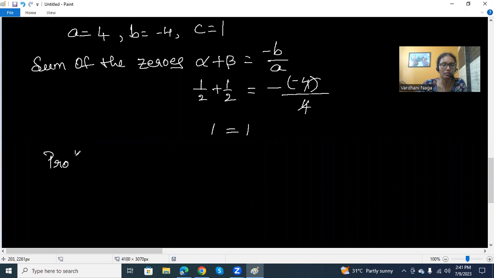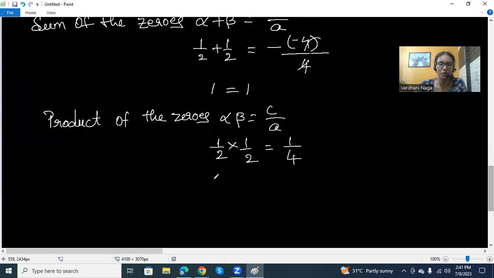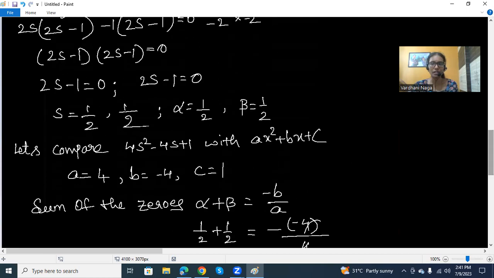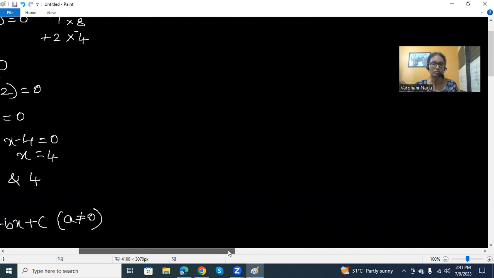Let's verify the product of the zeros. Product of zeros, alpha beta, is c by a. Alpha beta is 1 by 2 into 1 by 2. c by a means 1 by 4. So 1 by 2 into 1 by 2 is 1 by 4. 1 by 4 is equal to 1 by 4. LHS equal to RHS, verified. Both coefficients and zeros are verified. Now let's see the third bit.